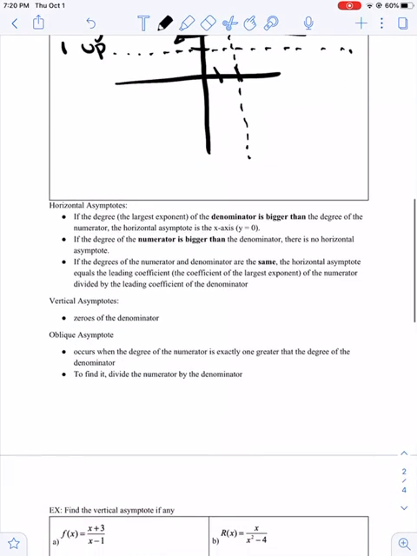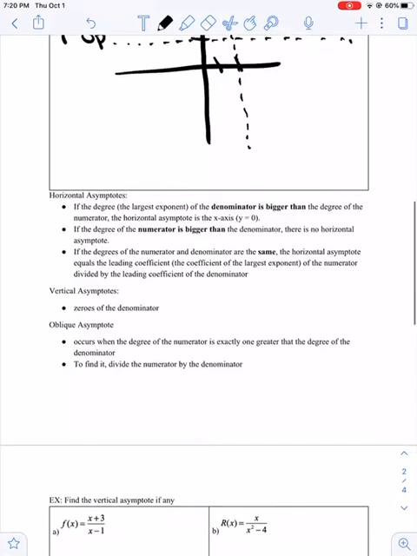Vertical asymptotes happen at the zeros of the denominator. So when we set the denominator equal to 0 and then solve for x, that's where our vertical asymptotes happen.